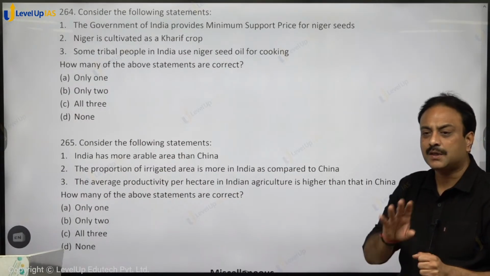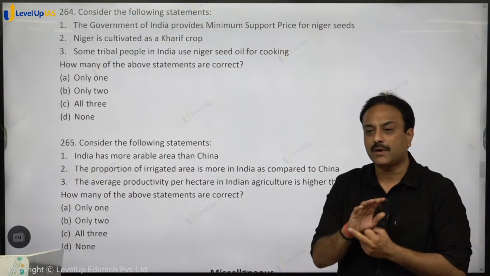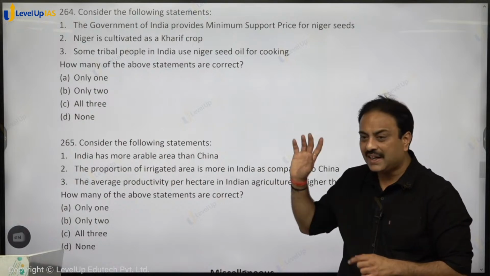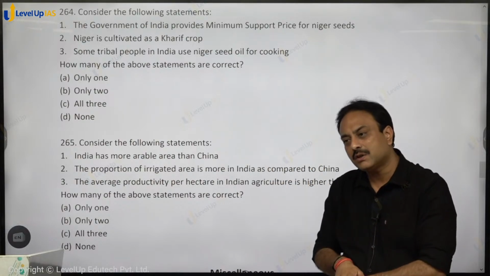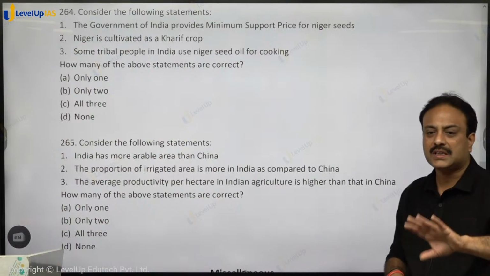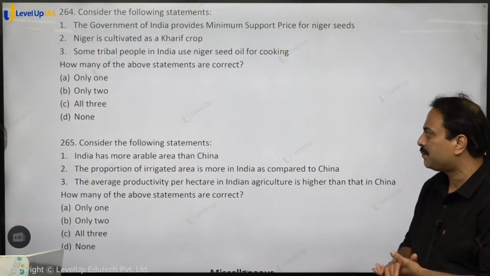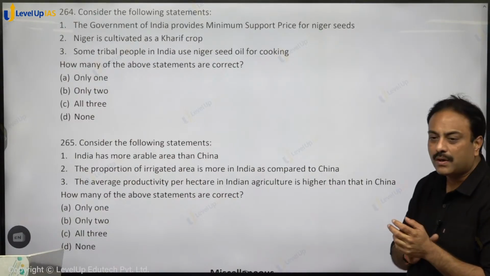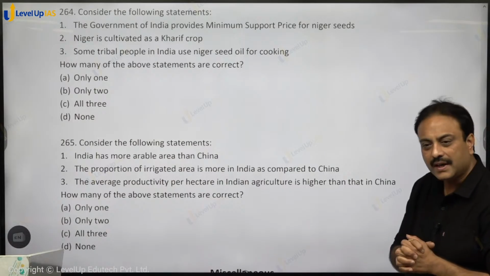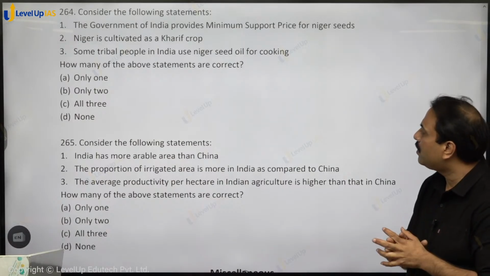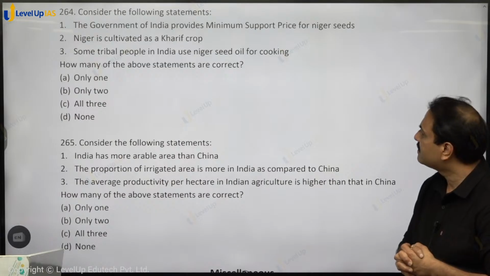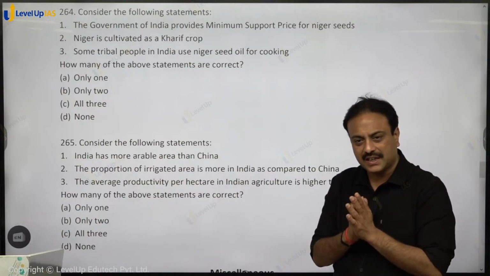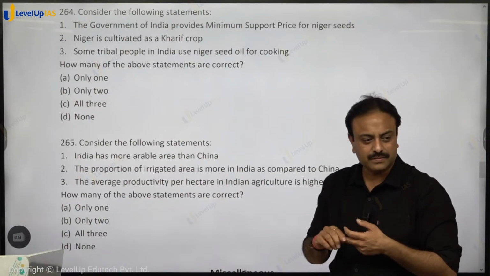Overall, there is sesamum. Sesamum is a kharif crop, but it is also a rabi crop in some parts of India. In the same manner, Niger is a kharif crop dominantly, but it is also a rabi crop in some parts of India, Odisha, and some part of Chhattisgarh, I suppose. Some tribal people in India use Niger seeds as oil for cooking. It is a correct one. So all three statements hold true. So all three, option C for cat, shall be the right answer. Clear on that?